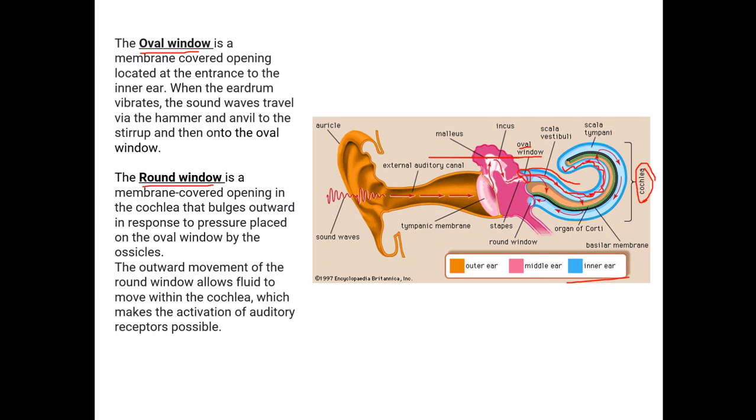Now, the round window is the window down here. This round window is also covered with a membrane, and this is where the vibrations end up. The vibration coming through the oval window pretty much ends on the round window. And the outward movement of the round window, the membrane of the round window, allows the fluid to keep moving within the cochlea, thereby making the activation of the auditory receptors possible, as we will see.